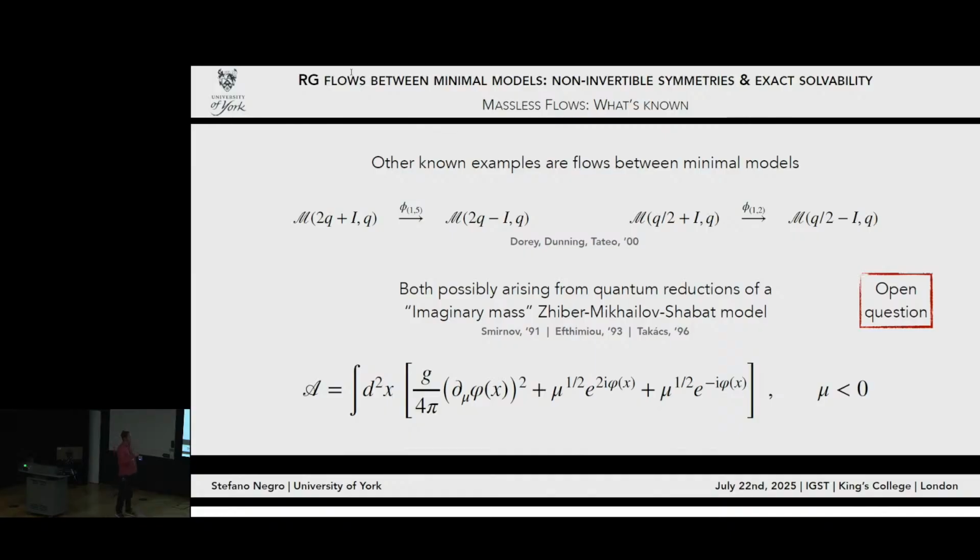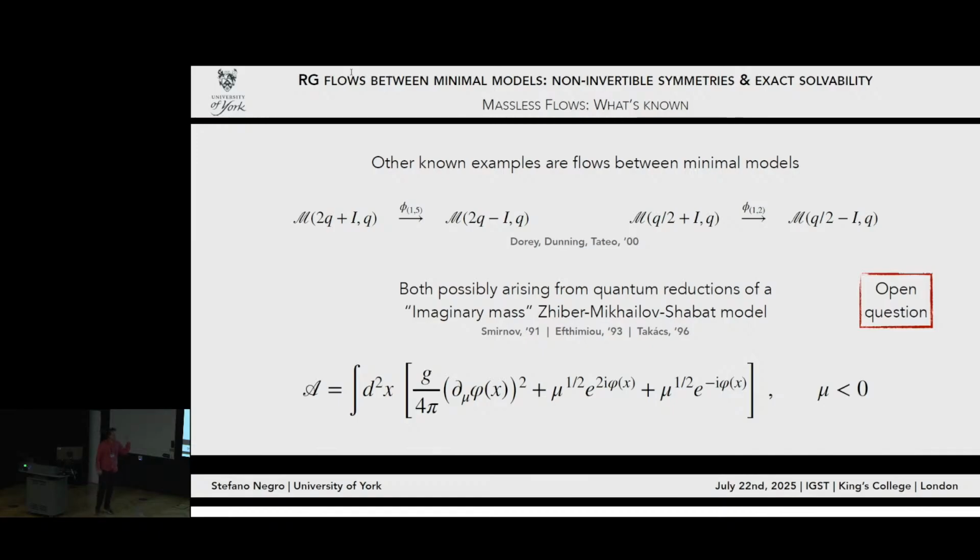But the question remains: can we interpret them in the same way as for the imaginary mass Sine-Gordon, as an imaginary mass version of the Gibbons-Mikhailov-Shabat model, which essentially is the Bullough-Dodd model, which has this action here? So can we use quantum reduction to construct this massless flow from this theory where mu is less than 0? This, as far as I know, is an open question. I might be wrong about that, but I didn't find any information on that. Well, we know that we can do quantum reduction on the version for mu bigger than 0. I'm talking about the imaginary mass version.